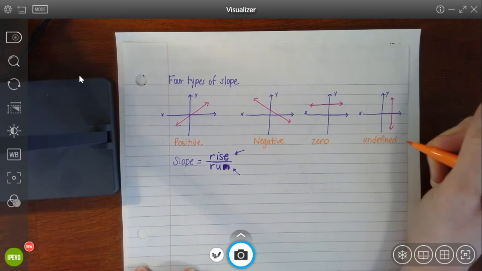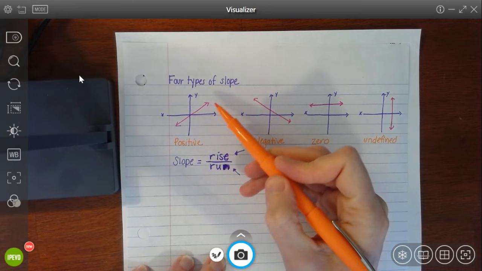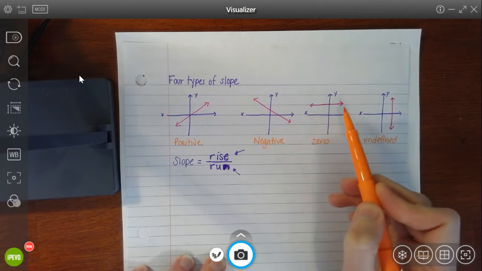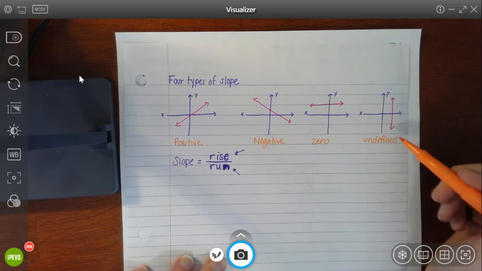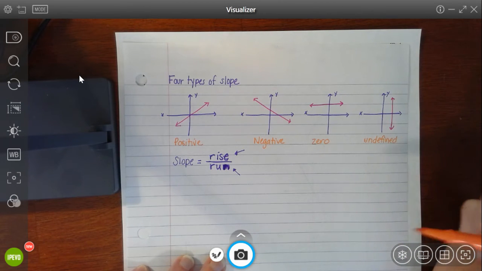Now remember, the slope is trying to describe the steepness. So this is telling me it has a positive steepness. This one's telling me it's negative. This one's telling me it has 0 steepness, and this is undefined. We can't describe how steep a line that goes up and down is.